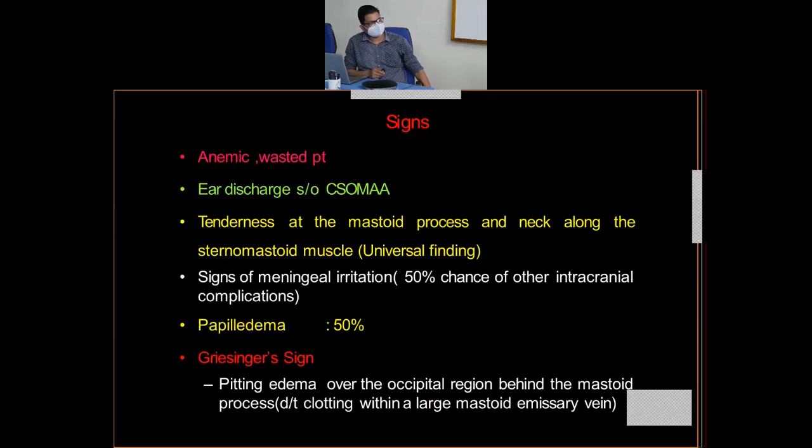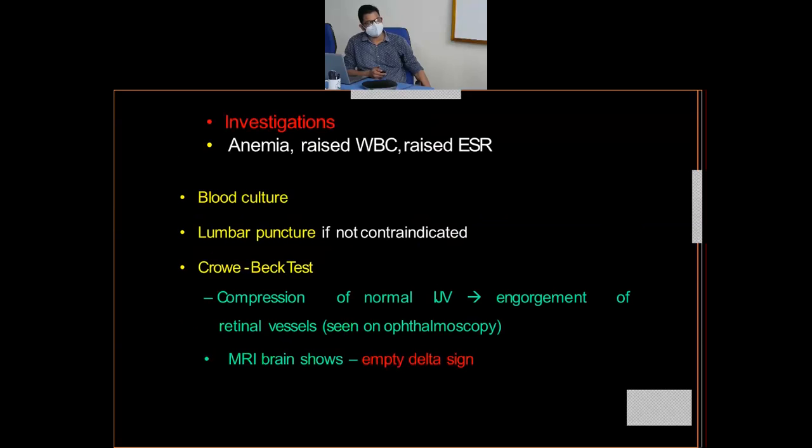Then in the signs, tenderness over the mastoid is not so relevant, but Griesinger sign is the pitting edema over the occipital region or mastoid region. I already told, it is due to emissary vein thrombosis. Then we do a few tests like the Crowe-Beck test: compression of the internal jugular vein, engorgement of the retinal vessel. It's an ophthalmoscopy finding, Crowe-Beck sign. Whenever you press the internal jugular vein, there will be engorgement of the retinal vein due to sigmoid sinus thrombosis.